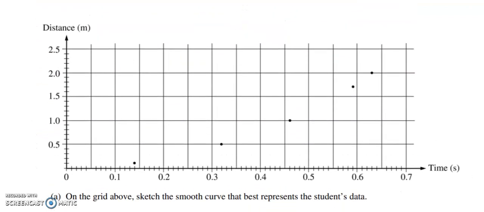For part A, on the grid above, sketch a smooth curve that represents the student's data. They're already giving me hints, and I know it probably should be a smooth curve, so I'm going to go ahead and sketch a smooth curve. Just out of observation, it doesn't look linear at all. Probably quadratic, but not 100% sure right now. So let's go on to part B.